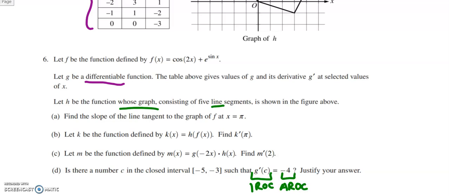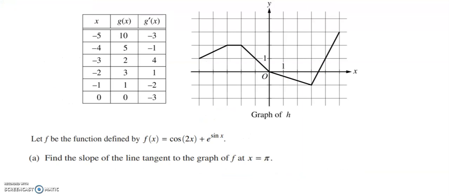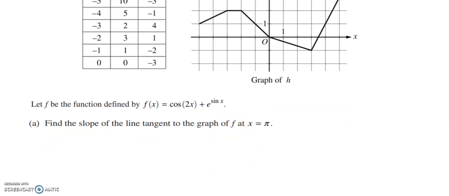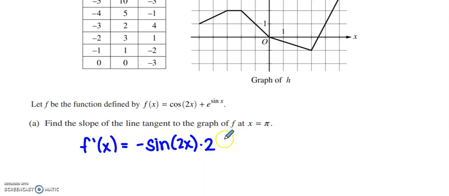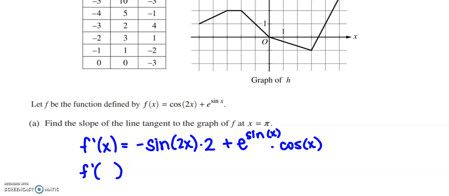All right, so let's go step by step. I got each one here on a slide. So find the slope of the line tangent to the graph of f at x equals pi. Well, if we need the slope of f, that means I need the derivative. So here's my function f. So I'm going to take f prime of x will be equal to negative sine of 2x times 2 because of the chain rule, plus the derivative of e to the something is e to the something times the derivative of the something. So this was f prime of x, but they want me to find specifically f prime of pi. So everywhere that I had an x, I am now going to see pi.